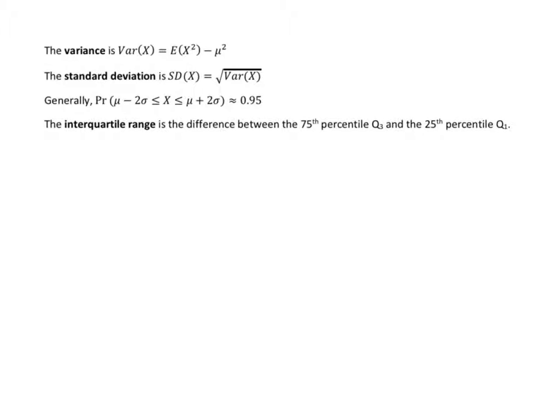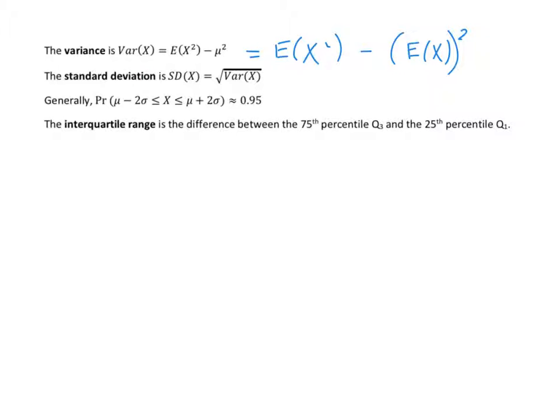Now the basics are still true. The variance is called var x and it's E of x squared minus mu squared. You may have written it differently. You might have seen it as E of x squared minus the mean, which is E of x, all squared. You need to be able to use both forms.